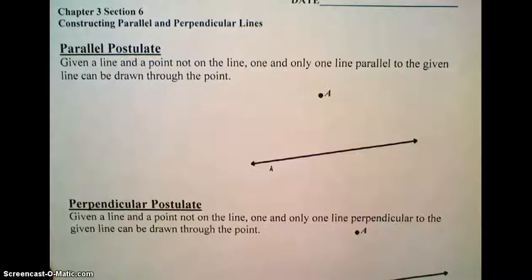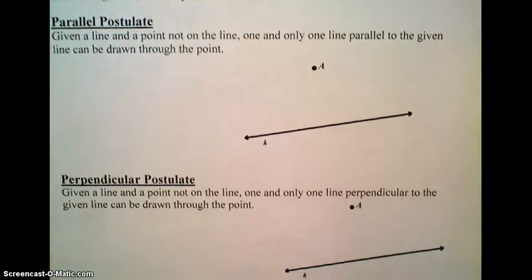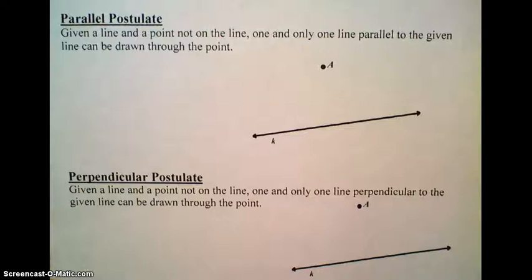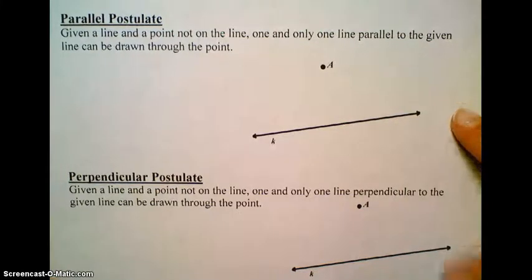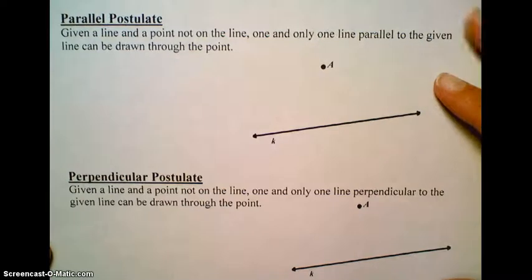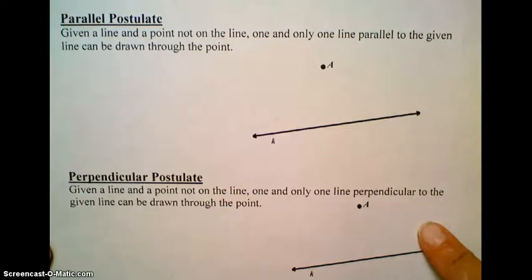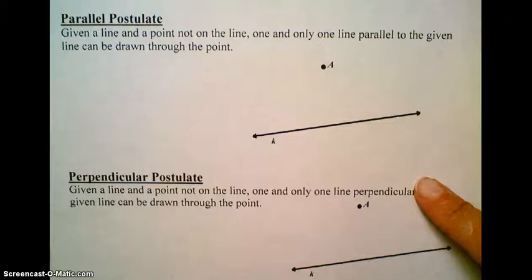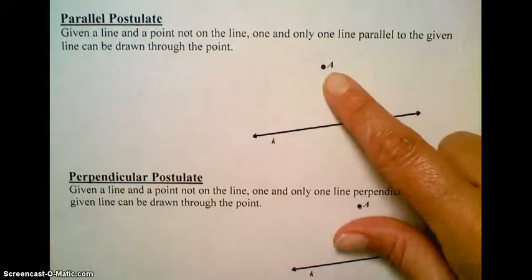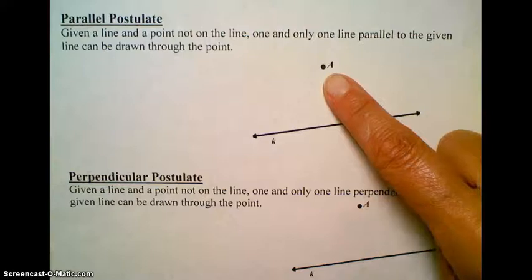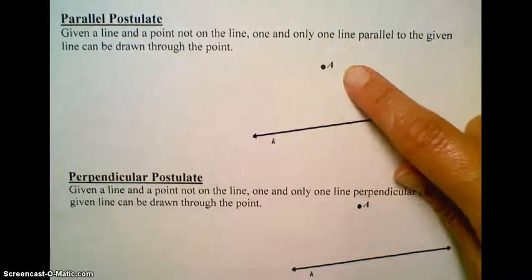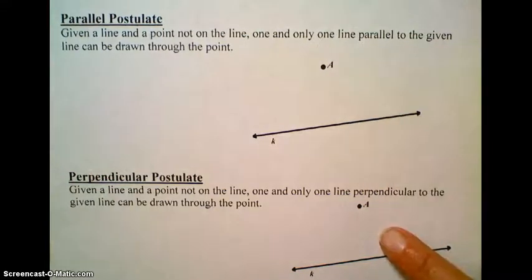There are a couple of postulates in this section, and actually, one of them, the parallel postulate, was introduced in the previous section. I just thought it was better suited to be here with the perpendicular postulate. What both of those say is that if you have a line and a point not on the line, then there is one and only one parallel line that can be drawn through A. And for the perpendicular postulate, there's one and only one perpendicular line that can be drawn through A.